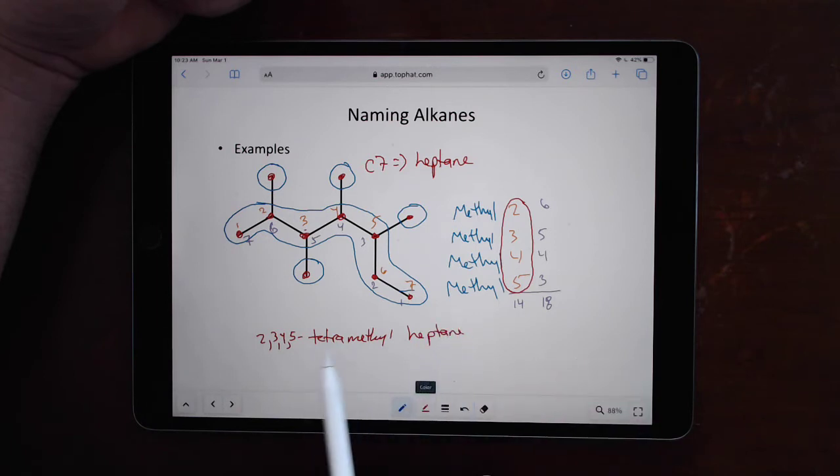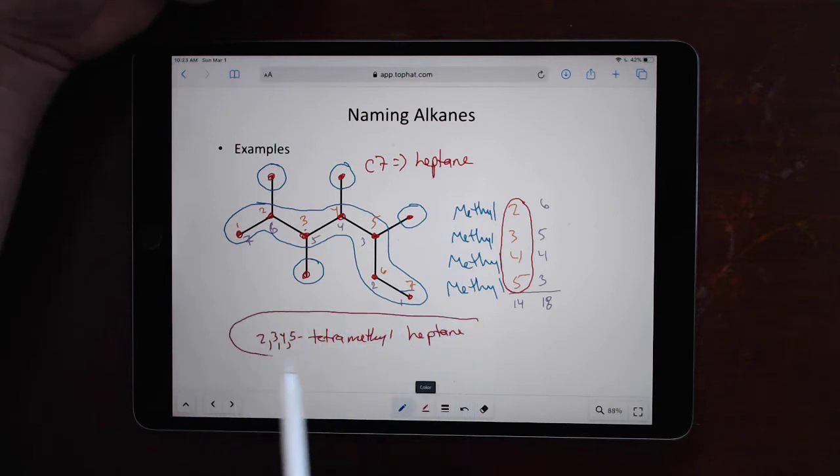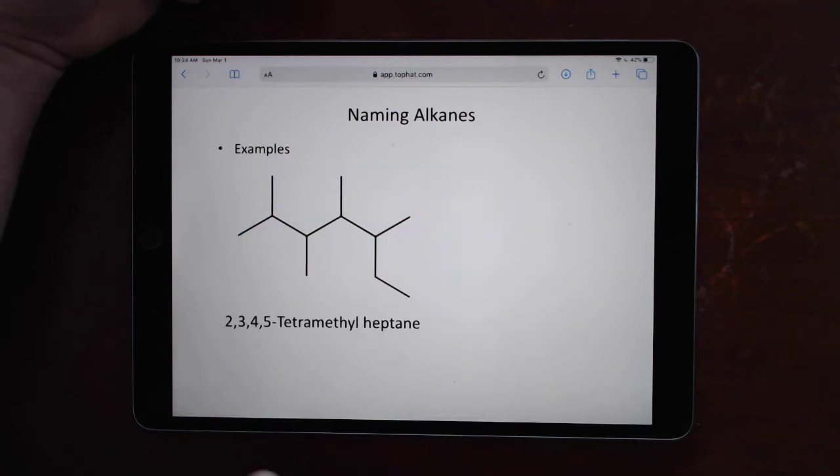If I have a tetra here, I have to have 4 numbers out here, even if they're the same number. Okay? If I have a tri out here, I have to have three numbers. If I have a di out here, I have to have 2 numbers. It drives me insane how many students will just put, if it's the same number, they'll only list it once. If it's a di, it drives me nuts. Okay, but here's the name. So hey, we got it right.